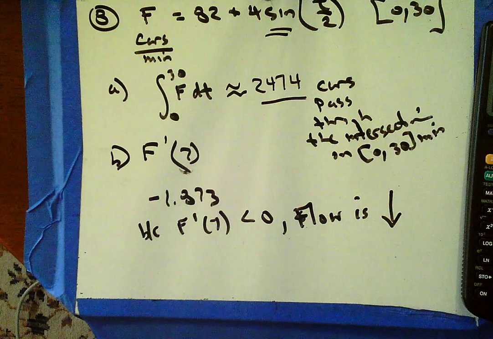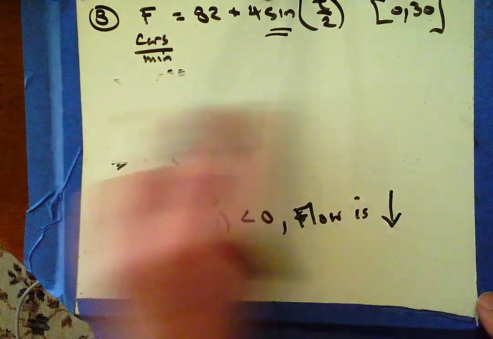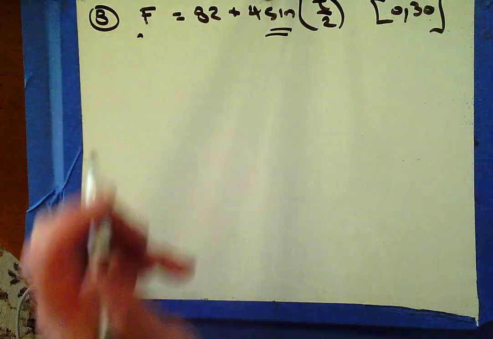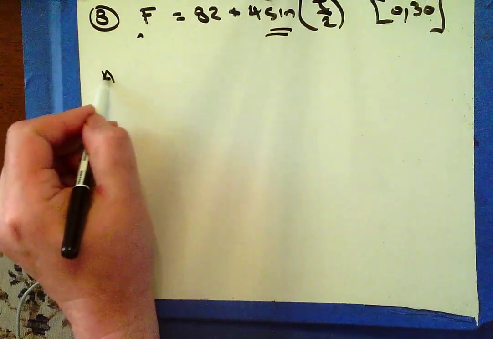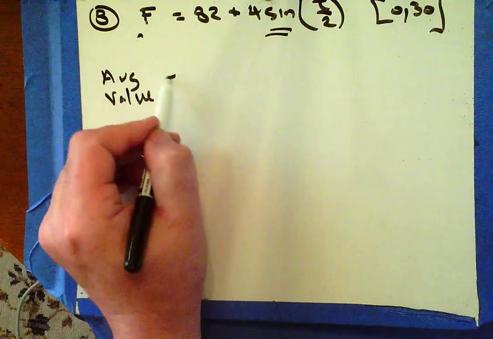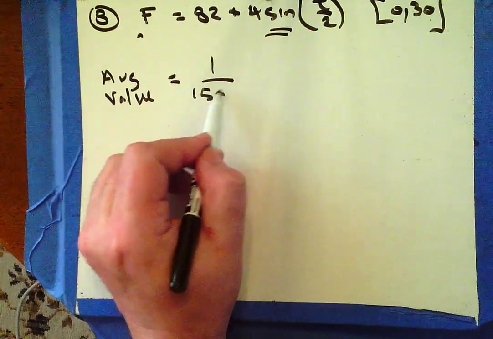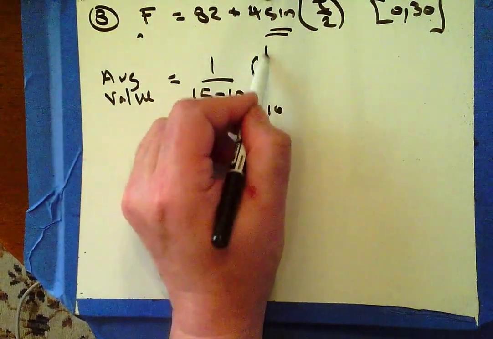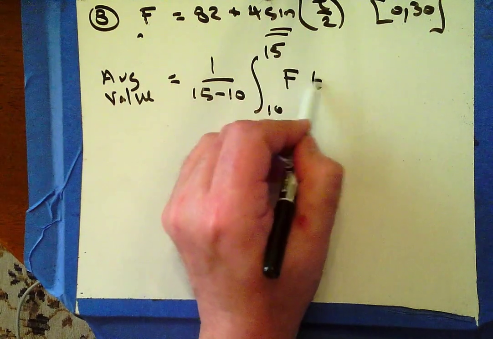Okay, what's next? What is the average value of flow on 10 to 15? Okay, average value of flow on 10 to 15. So we want the average value of the given function. That's 1 over 15 minus 10, integral 10 to 15 of f of t dt.